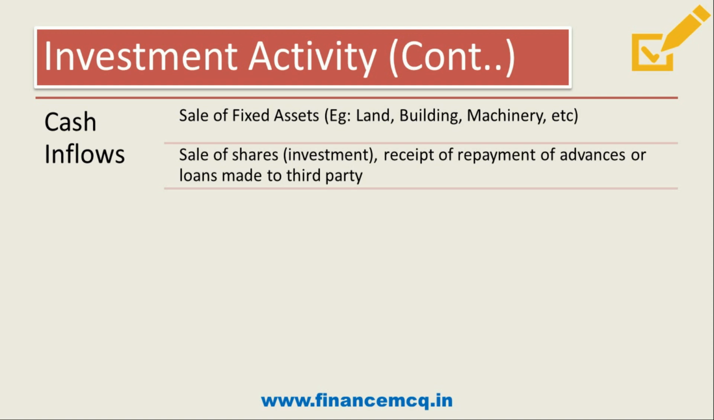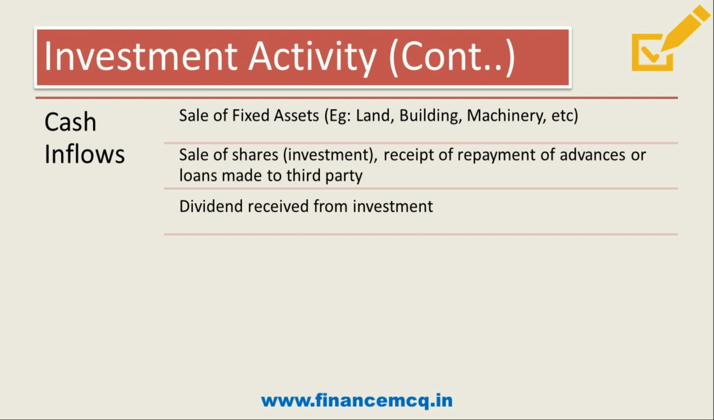So here the first thing, if we sell shares of the investments that we have made, we will get the cash inflow. And receipt of repayment of advances: if we have given advances or loans to a third party and they are making a repayment, or they are paying us back whatever advances they have taken, it amounts to cash inflow and will be shown in investment activity. Then whatever dividend is received from investment, if the company has made certain investments and they have received dividend on those investments, this dividend will form part of cash inflow.